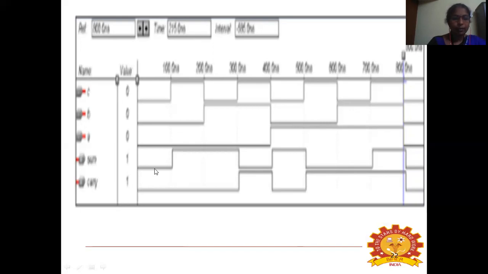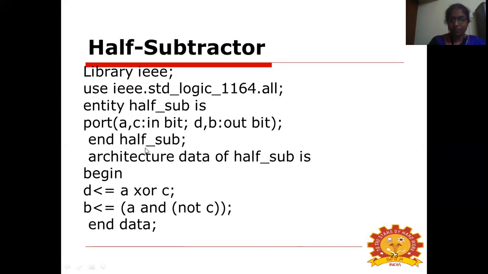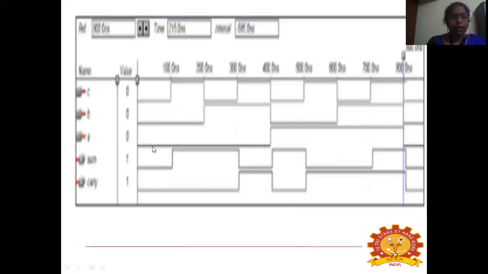Let us calculate for carry. If any two input signals are 1, it has to be 1 because it is an AND function. So it is 0, 0, 0. So it is 0. It is 1, 0, 0. So it is 0. For 0, 1 and 0, that is from 200 to 300 nanosecond, again, it is 0.